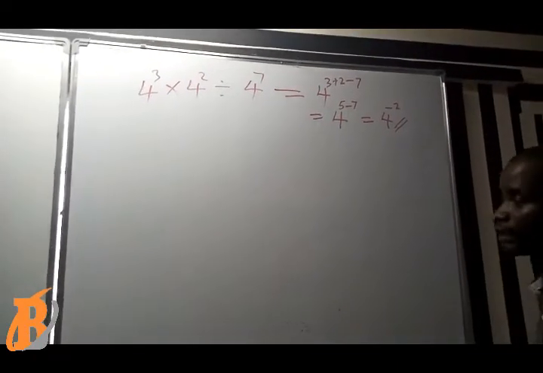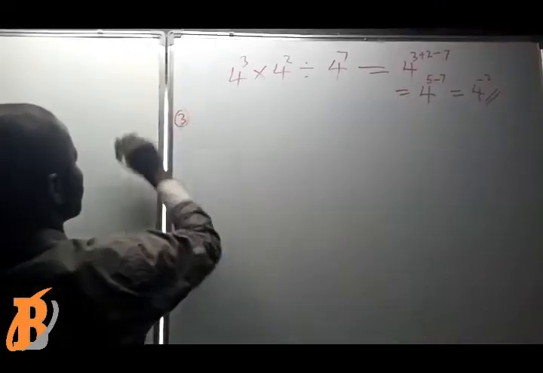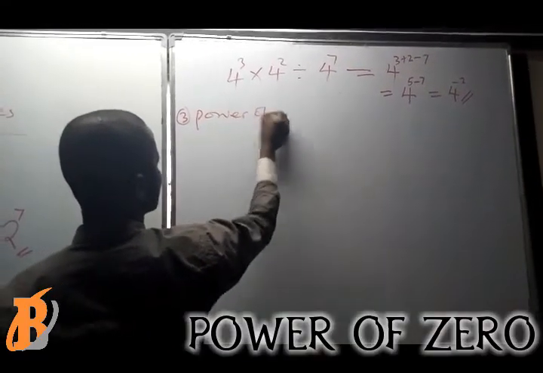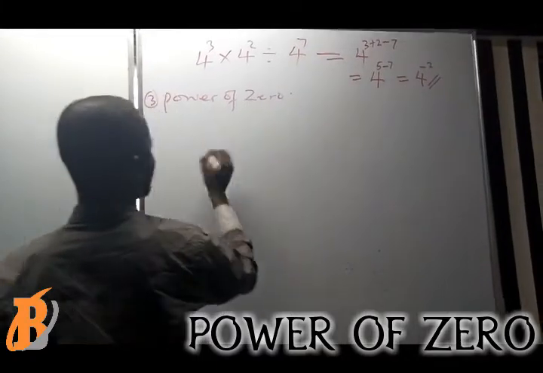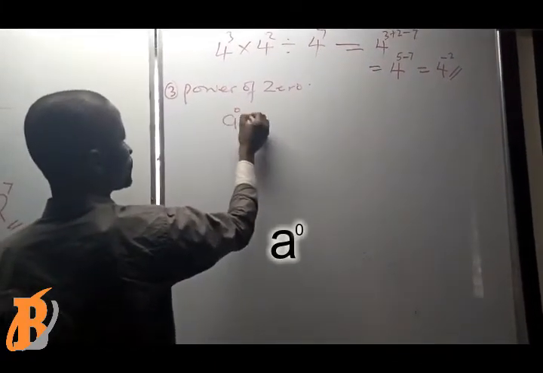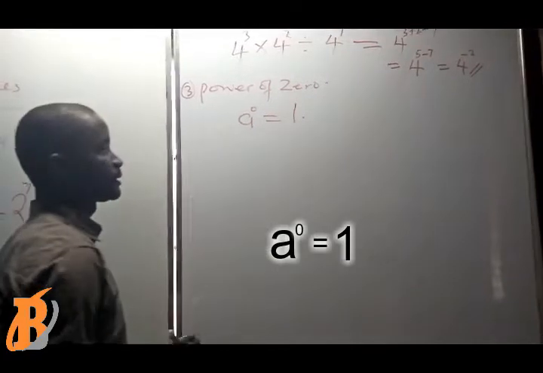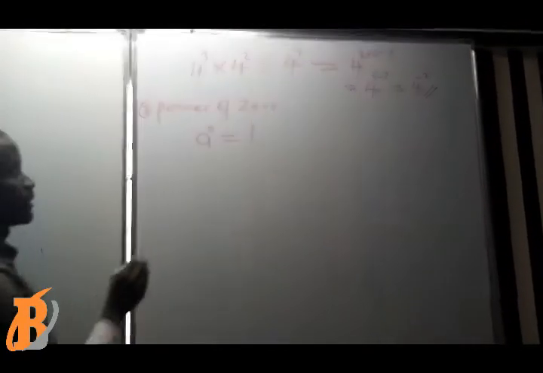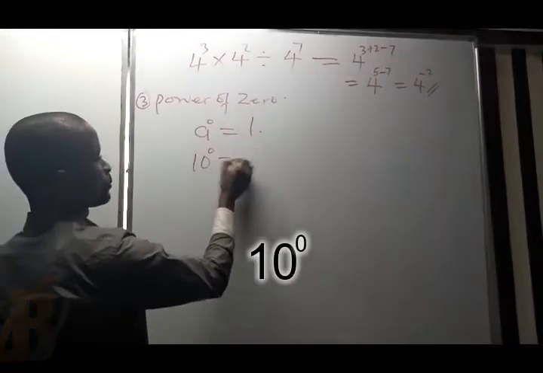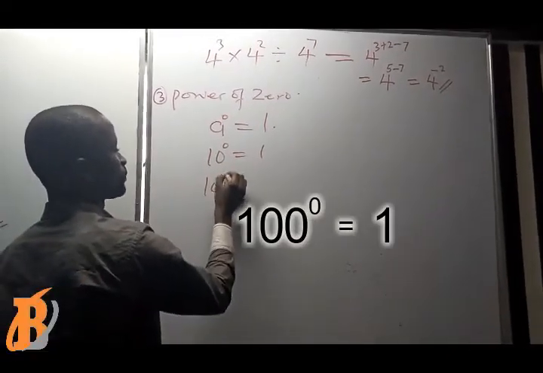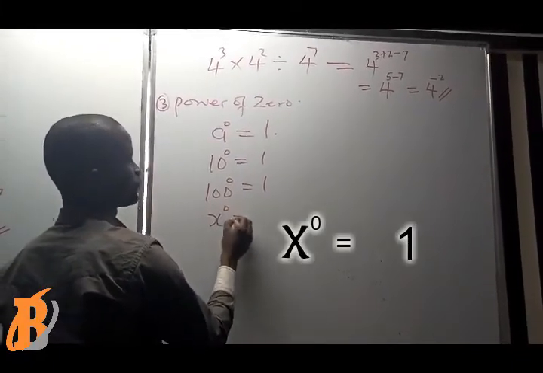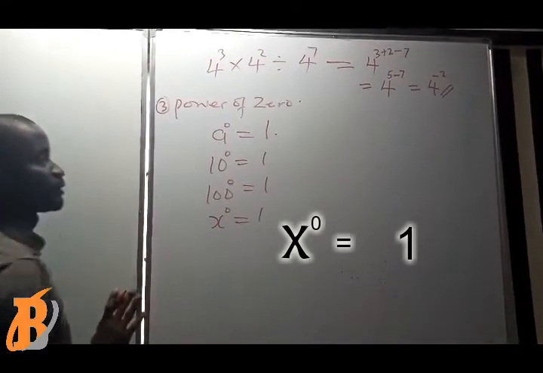That's for that. Let's go to the third law. The third law is the power of 0. When you have a raised to power 0, the answer is 1. That is, any number raised to power 0, the answer is 1. For example, 10 raised to power 0 equals 1. 100 raised to power 0 is equal to 1. x raised to power 0 is equal to 1. That is, any number raised to power 0 is 1.